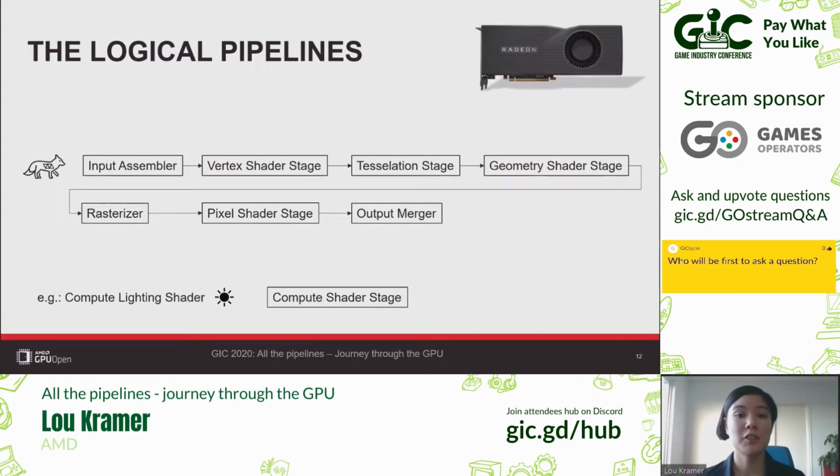So these are the logical pipelines I will cover in this talk. It's the graphics pipeline, commonly used to process 3D models and then to get respective pixels as output so that you see the models on your monitor, and then also the compute pipeline, which can be used for various things, for example, for post-processing steps.